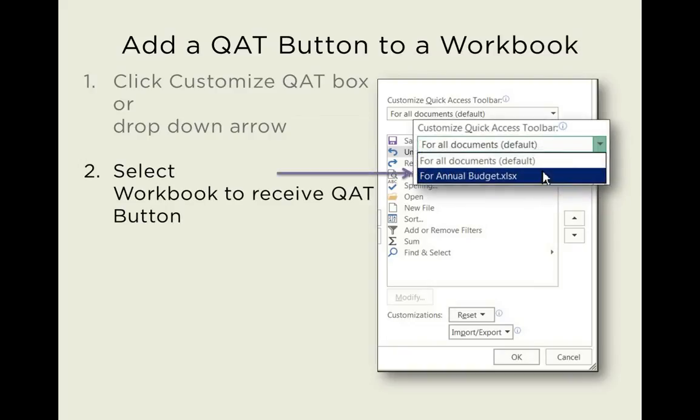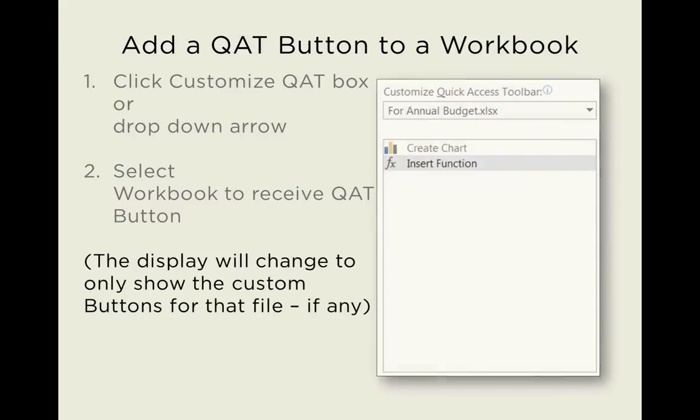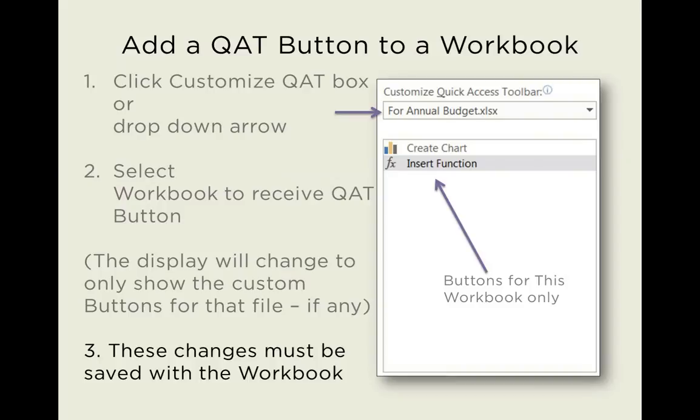Select the specific workbook which is to hold the new selected button. In this example, Annual Budget. Then, the display will change to show only those buttons that are in this specific workbook already, if there are any. From here, you add buttons in the normal way. These changes must be saved with the workbook. If you use this technique, the workbook buttons will display to the right of the standard Quick Access toolbar.